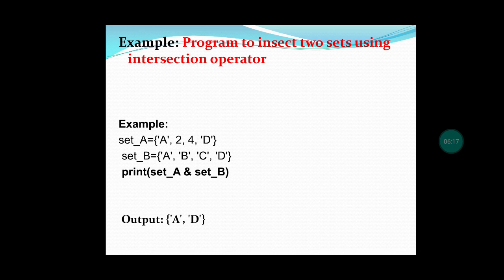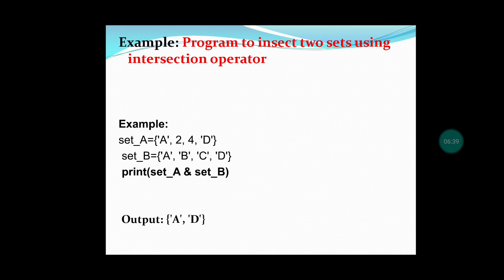In set A it is given as A, 2, 4, D, and set B it is given as A, B, C, D. We are intersecting both set A and set B. What is common element in both the sets? A and D are the common elements in both the sets. So we are getting the output as A, D. Other elements will be omitted.